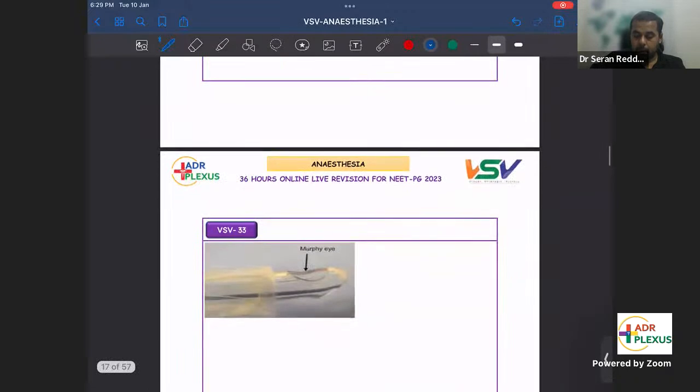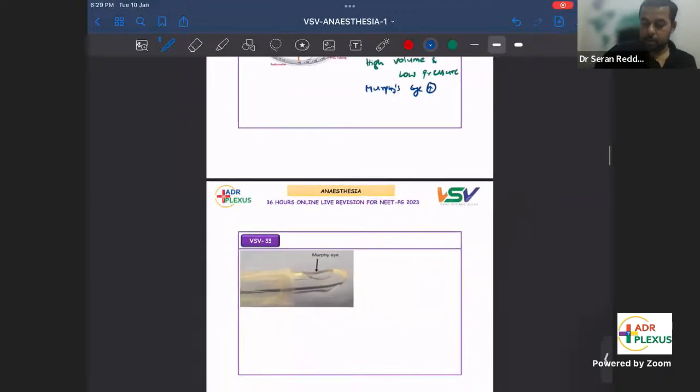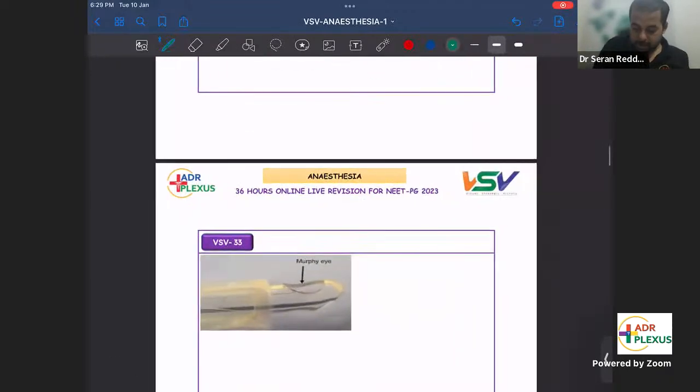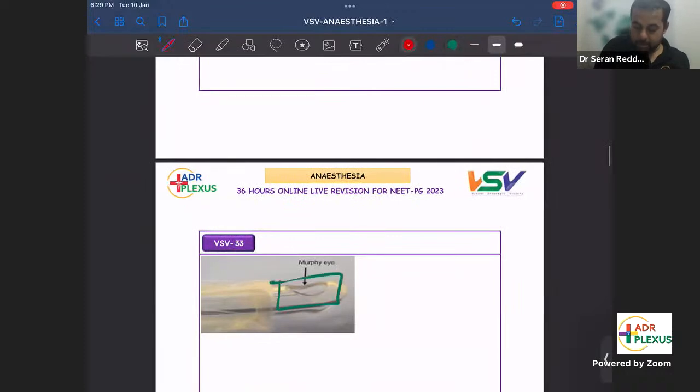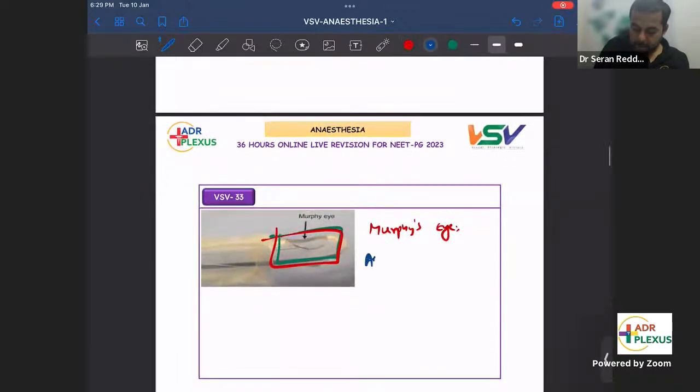Then coming to this Murphy eye, this is important. Even if I get an image-based question, this Murphy eye. It is absent in red rubber tubes, present in PVC tubes.